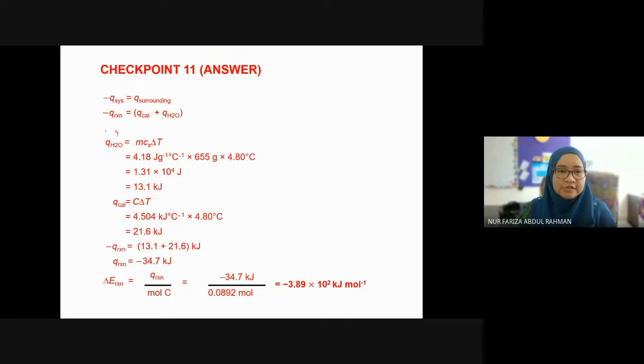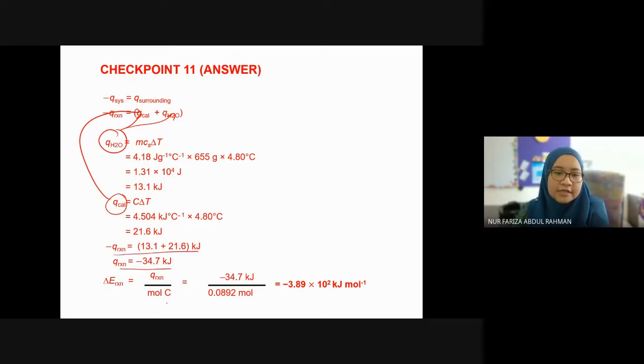Okay, all right. So this is for QH2O. This is for QCal, and then you insert both into the formula. Okay, so this is the one, and then this is the final answer. Okay, don't forget to include the negative sign. If not, buat penat je, because this one will be 1 mark, guys. Okay, if you miss this one, that means you miss out this one. So your 1 mark will be gone lah. Okay, right.